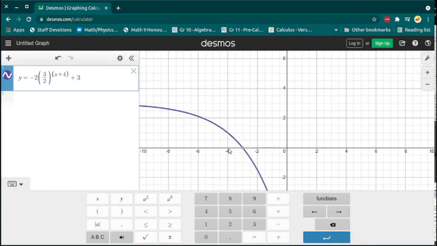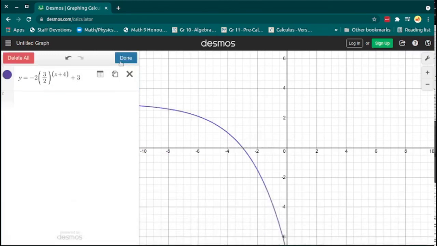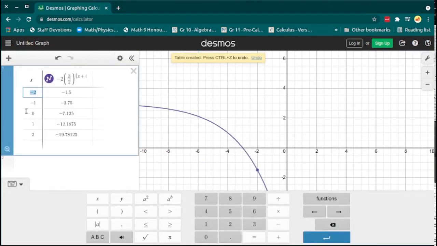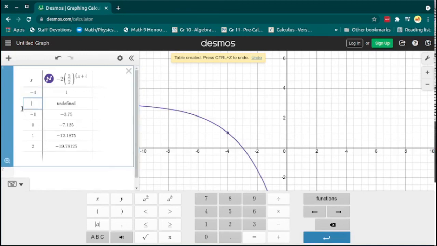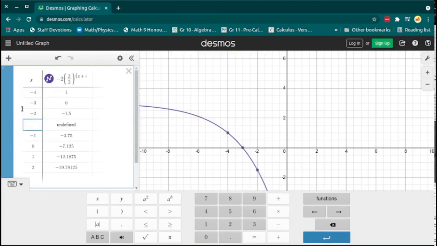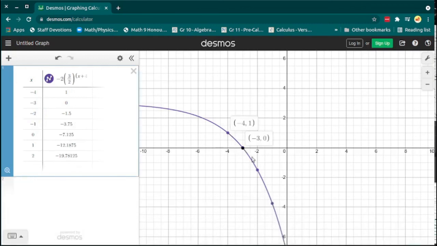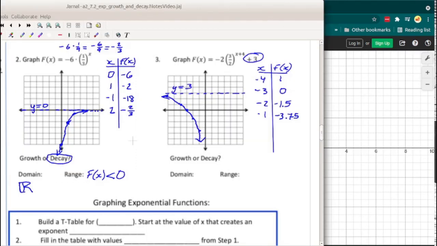Okay, so here are the points that we would expect. Let's just convert this to a table right away. I'm going to have to type in some of those numbers, so instead of -2, I'm going -4, -3, -2, -1. I don't really care about the rest of them down there. So we've got here -4, 1; -3, 0; -2, -1.5; -1, -3.75. And if I wanted to go lower, I could. So again, you could use Desmos to help you create this table of values, but you do need to include it on your paper. Here's my table of values that I used to figure this out.